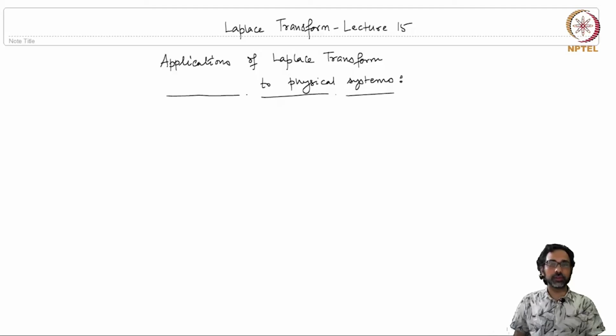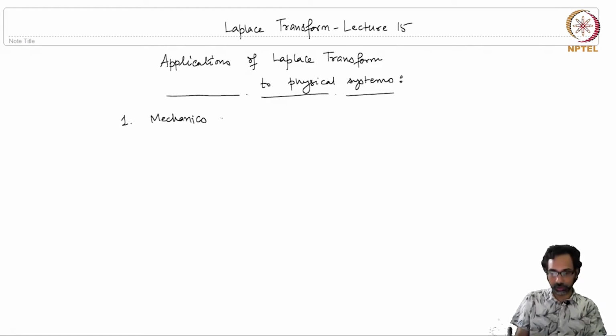In the last lecture, we looked at the use of Laplace transforms to solve ordinary differential equations with constant coefficients. So today let's look at applications of Laplace transforms to some physically relevant systems appearing in real-world situations. The first one is in mechanics, and this is the spring mass system.